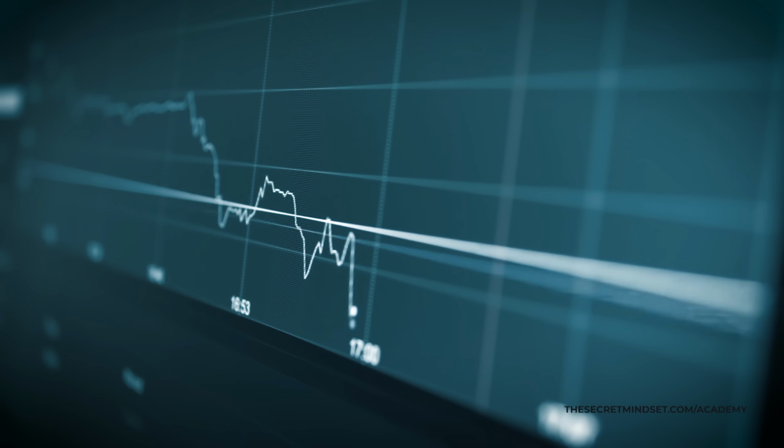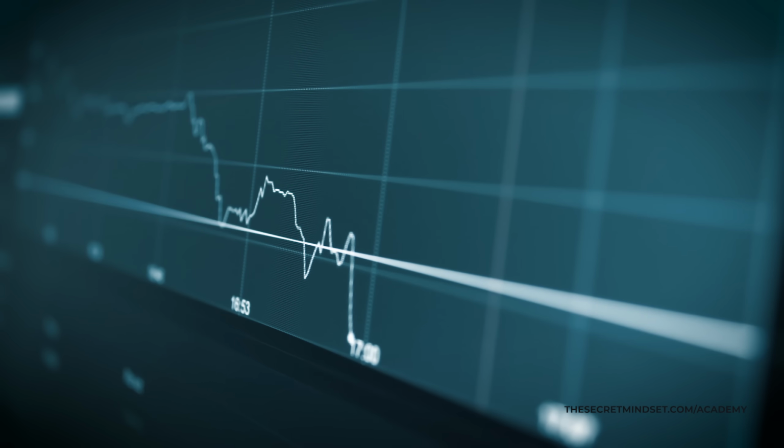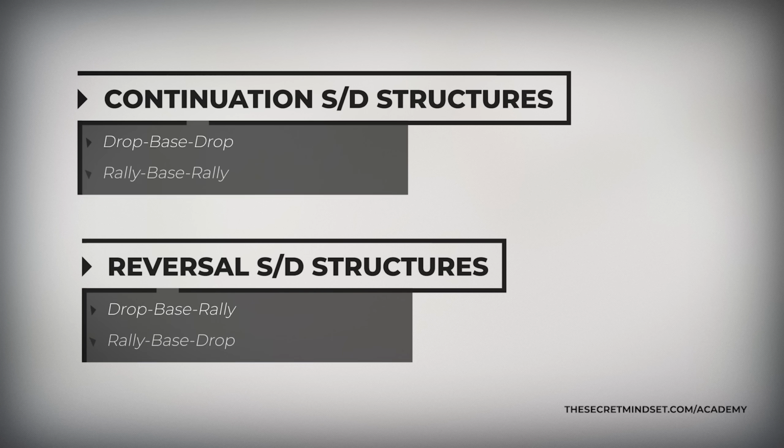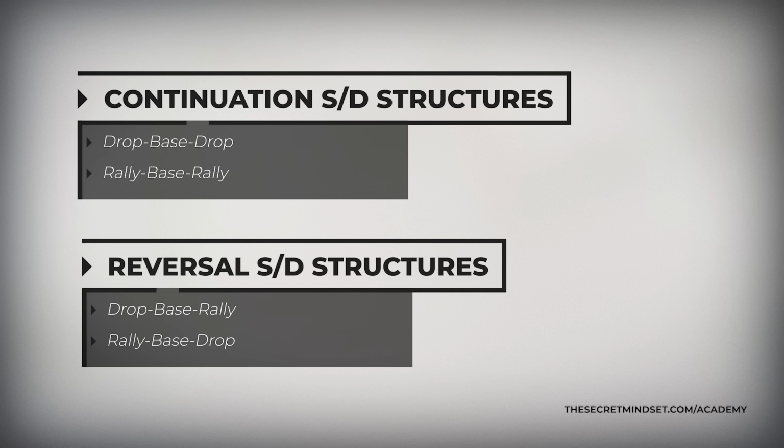I've grouped them into continuation structures and reversal structures. Continuation price structures include drop base drop and rally base rally patterns. Reversal price structures are drop base rally and rally base drop patterns. So let's analyze each of these structures one by one.